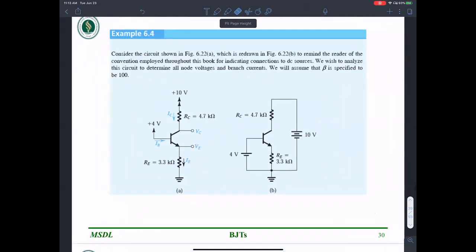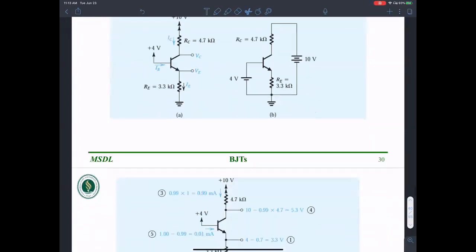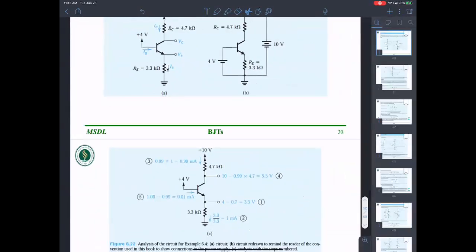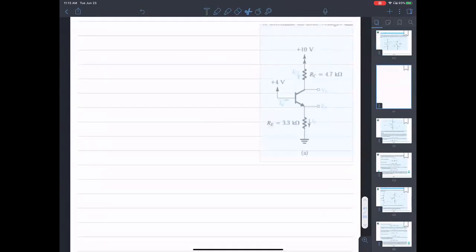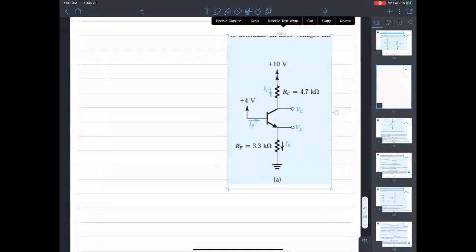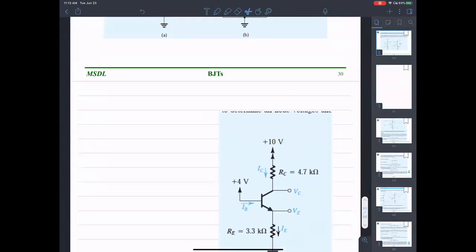Now let's consider the circuit here, which is redrawn to remind the reader. We will assume that beta is specified. We wish to analyze this circuit to determine all node voltages and branch currents. Let's do a quick comparison. I'm going to add a page here, and I'm not going to dwell on the problem a whole lot. It's a mathematical calculation, but I'm still going to provide you some intuition.